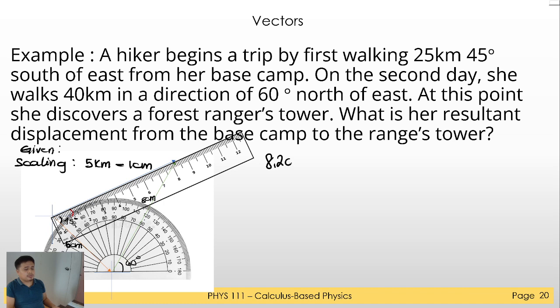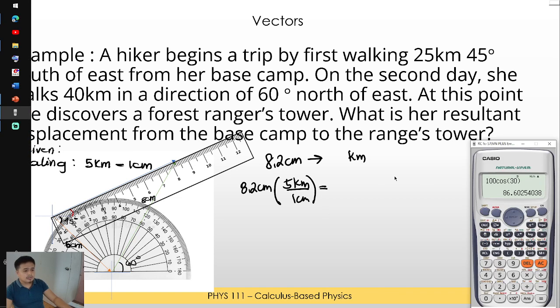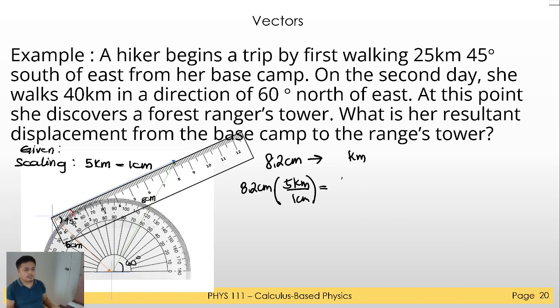So if this is 8.2 centimeters, and we want to convert this into kilometers, given the scaling ratio, we have 8.2 cm multiplied by 5 kilometers over 1 centimeter. Therefore, we have 8.2 times 5, and so approximately 41 kilometers. Okay. And then, to find the angle, you could also find the angle here.